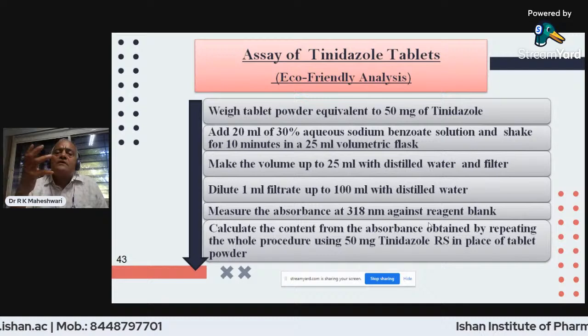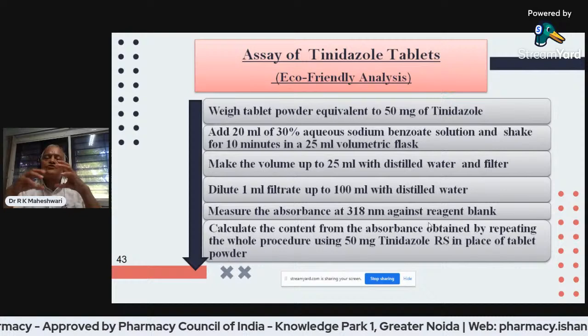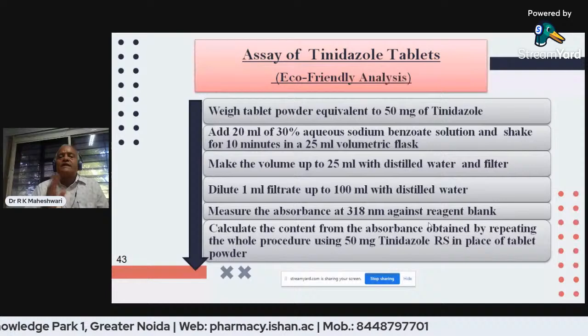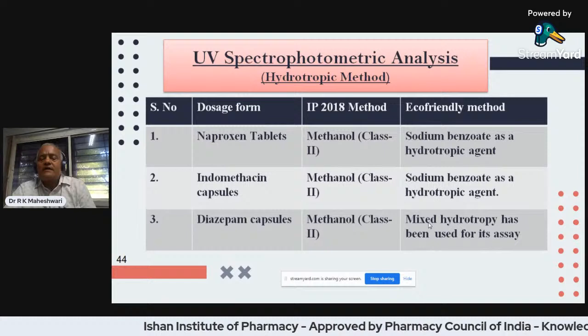The beauty of this method is you are not using methanol. You are using only sodium benzoate solution, which is cheap, economic, as well as safe. In this way, you can replace methanol by use of a hydrotropic agent. Now, in the same way, for naproxen tablets, the IP method involves methanol, but in the eco-friendly method, sodium benzoate can be used.